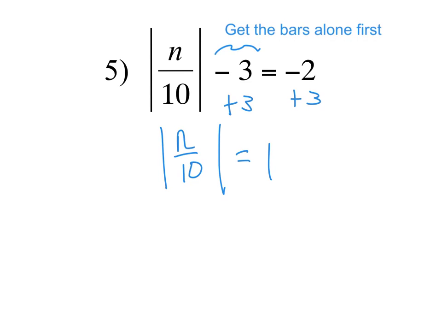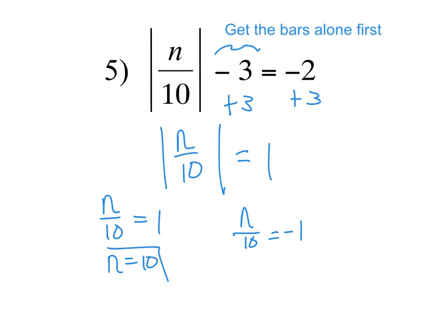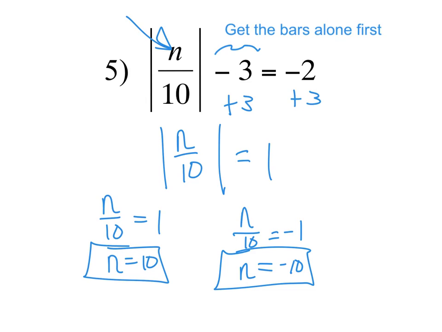Now that the bars are on one side of the equation, we can rewrite it with the two cases. N divided by 10 is equal to 1, and n divided by 10 is equal to negative 1. So here n is equal to 10, and n is equal to negative 10. Notice that if I plug 10 back into my equation, 10 divided by 10 is 1, absolute valued is 1. 1 minus 3 is negative 2, so it checks out. It also checks out for negative 10. Negative 10 divided by 10 is negative 1. Absolute valued is 1, and 1 minus 3 is negative 2.